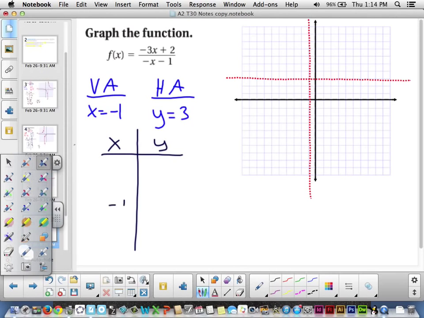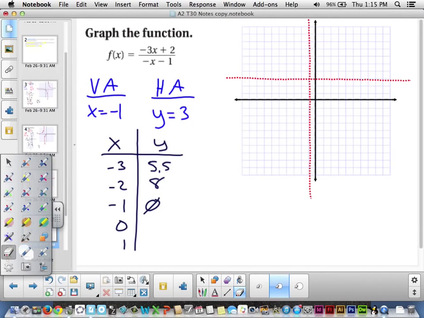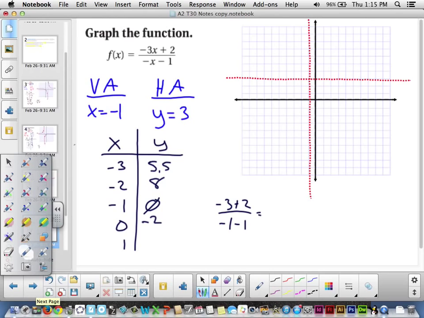Our asymptote's at -1. We'll do a couple smaller, a couple larger. If I got -3 in there, that's -9 plus 2 over -3 plus 1... that's 11 over 2, which is 5.5. I got -2 in there. 6 plus 2 is 8 over -2 plus 1, which is -1. So that's 8. If I throw in 0, we got -2. And if I throw in 1, -3 plus 2 over -1 minus 1, that's -1 over -2, that's 0.5 or 1/2.